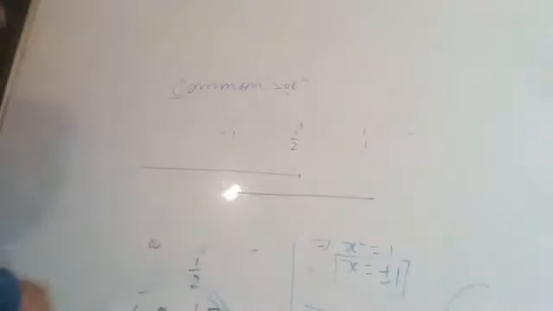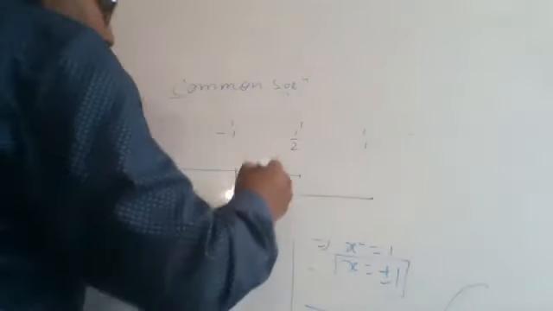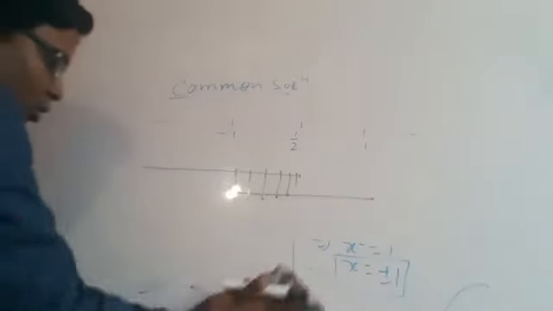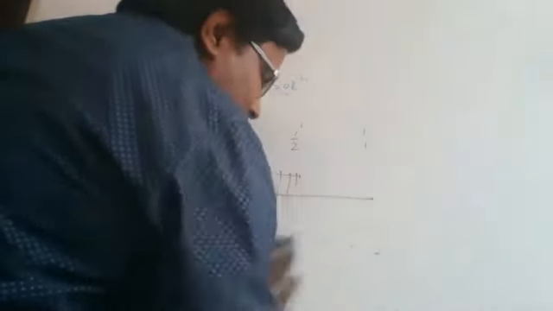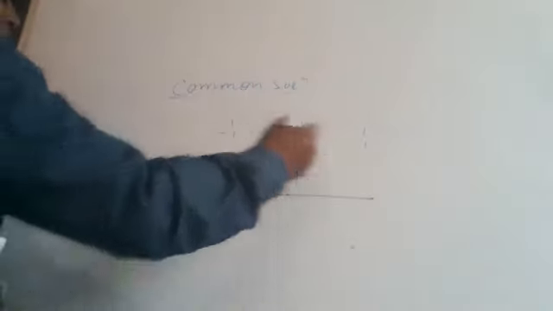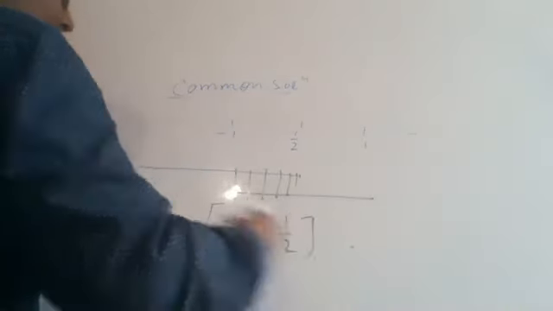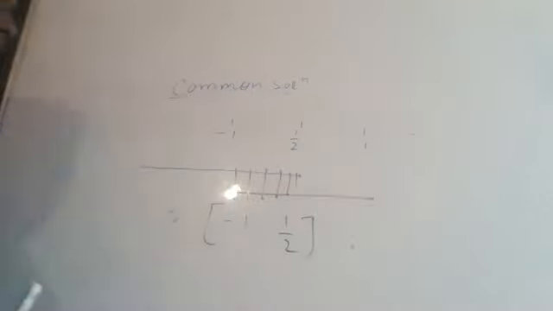Just see. Now, in both lines, the common portion is what? This one. It is clear now. This portion onto the number line is represented as minus 1 to half. Minus 1 is closed, half is also closed. So we get the answer minus 1 to half. This is the required solution of such types of inequalities. Okay, everyone? Just write down onto your copy.